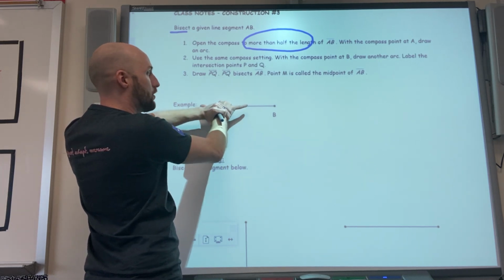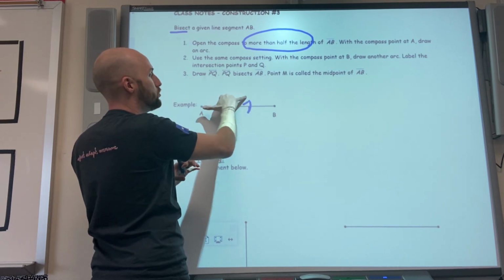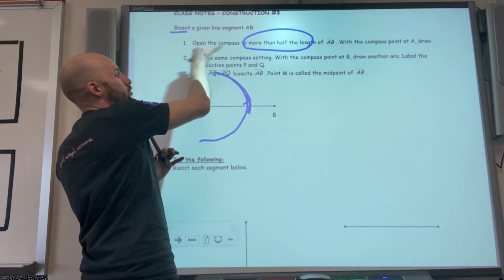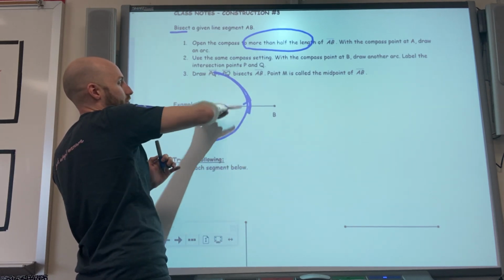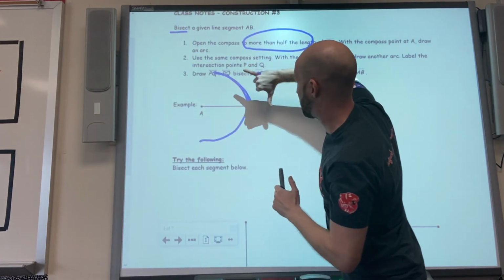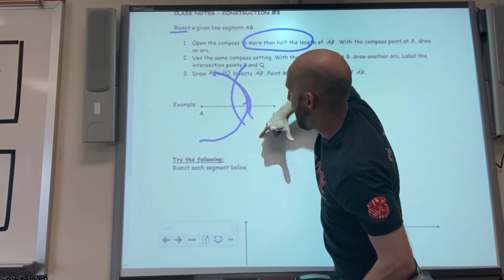At this point we're not gonna change this opening. Just whatever the opening is, stab it into A, and like last time we made that little whooshy mark, only this time you could do the whole circle if you want, but I really just need it to be about this half circle. Without changing the opening, you come over here and now you put the stabby side on the other end point and you draw the other half circle, right?